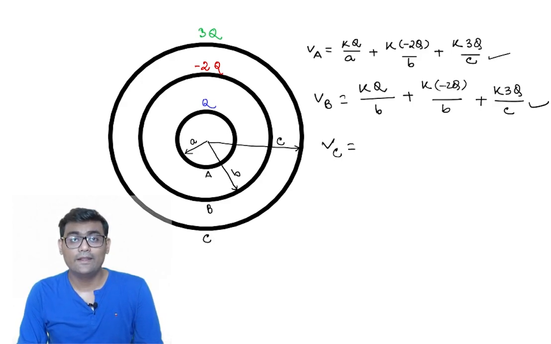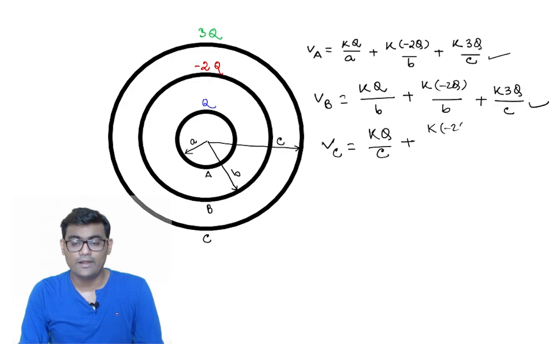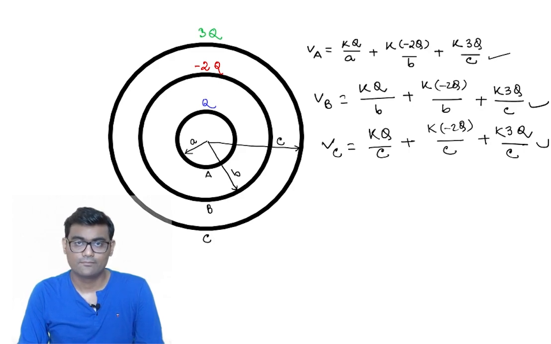As well as that, we can find the potential of the outer shell. If I take any point on the surface of this outer shell, due to this blue charge, the potential will be kQ by c, because that point will be at a distance c from its center. This red charge gives k into minus 2Q divided by c, because also from its center that point is at a distance c. And for this green charge, that is k into 3Q divided by c. So that is the potential of this shell C.